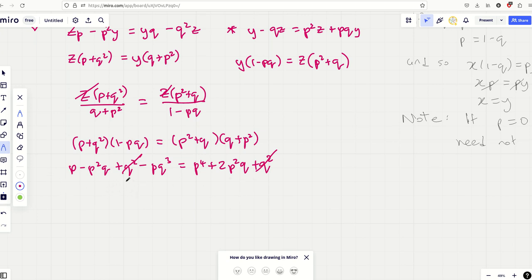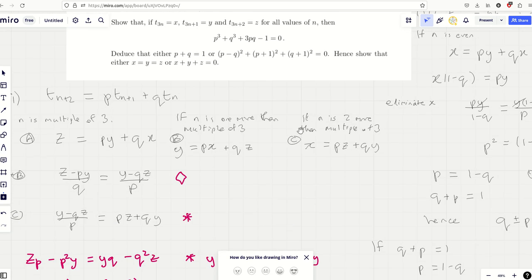That is nice. Okay, so what are we going to have? 1 minus pq minus q cubed equals p cubed plus 2pq. And lo and behold, we get their answer. P cubed plus q cubed plus 3pq take away 1. Okay, so we've proved it.